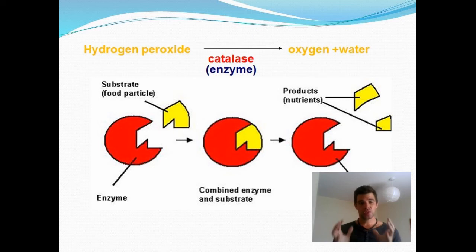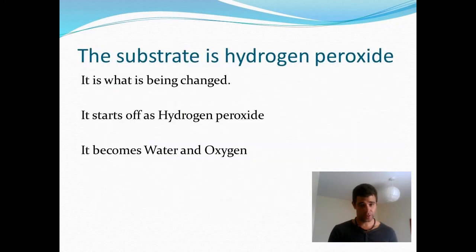Okay, now this happens extremely quickly, and the enzyme is left unchanged. Whereas the substrate has been broken up into two component parts, oxygen and water, the enzyme is unchanged and can then move along and break down another hydrogen peroxide molecule. Alright, so the substrate is hydrogen peroxide. It's what's being changed. Starts off as H2O2 and becomes water and oxygen.